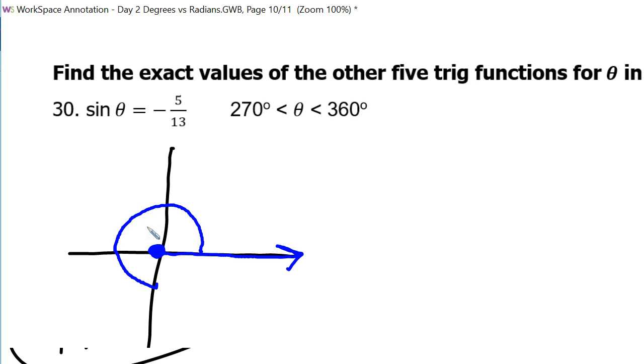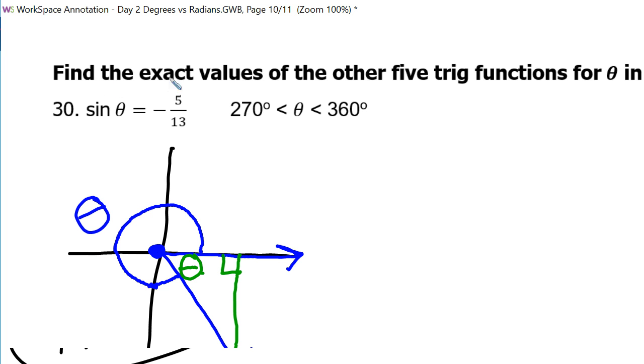Somewhere over here in quadrant 4. I don't know where, but somewhere in quadrant 4. I'll just put it right there. So all of that in blue is theta. But when we draw our right triangle, it's always from the terminal side to the x-axis. And if this angle is theta, your reference angle for theta is always going to be the angle that's between the terminal side and the x-axis.